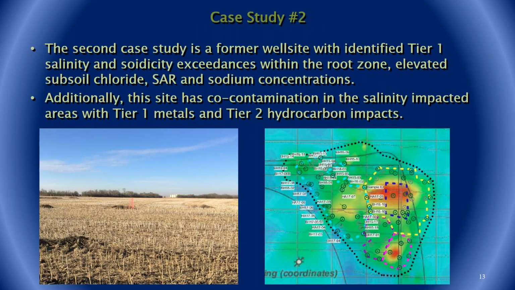The second case study that we'll look at is a former well site with identified Tier 1 salinity and acidity exceedances within the root zone, and elevated subsoil chloride, SAR, and sodium concentrations. Additionally, the site has co-contamination in the salinity impacted areas with Tier 1 metals and Tier 2 hydrocarbon impacts. The site was subdivided into separate salinity impacted areas by defining areas with co-contamination, metals and hydrocarbons, as well as based on the magnitude and the depth of chloride impacts as identified on similar chloride concentration profiles.